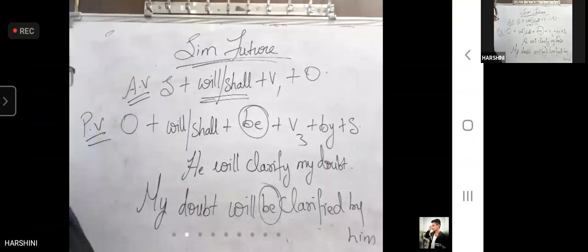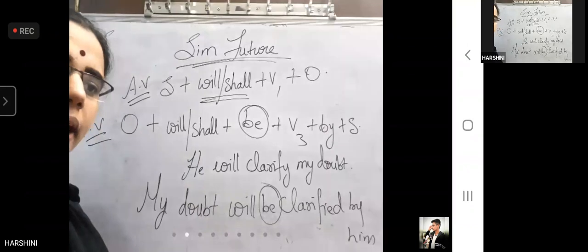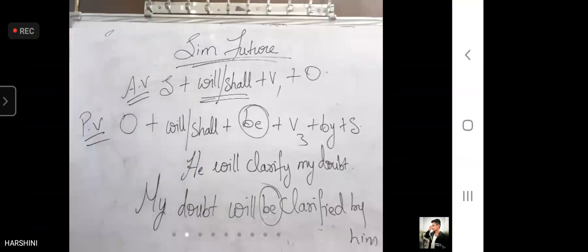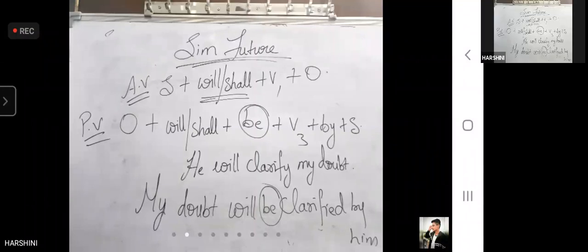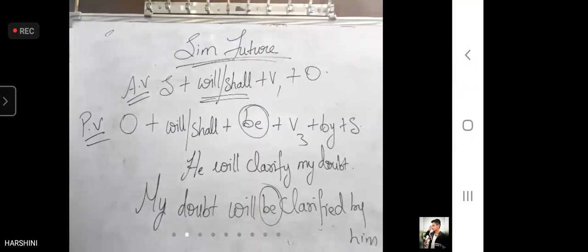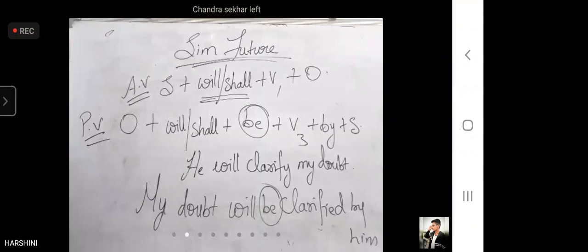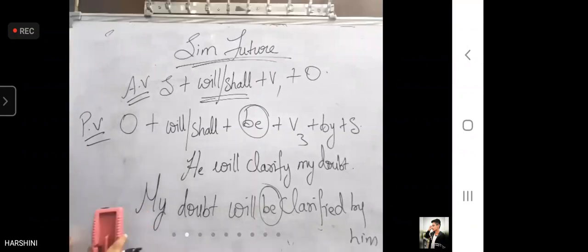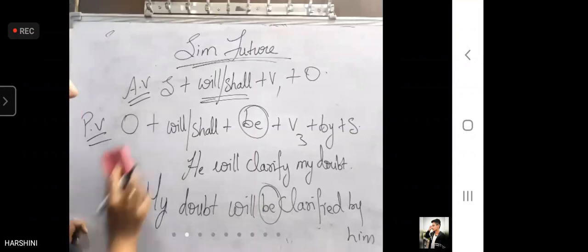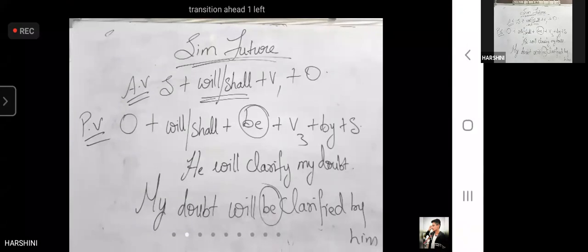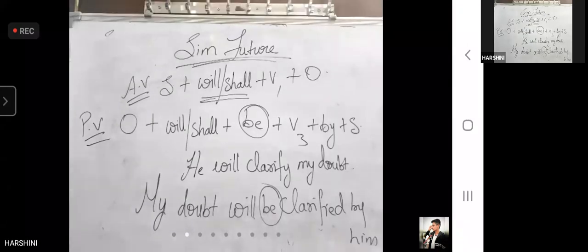Now, I shall find my friend. Answer: my friend will be found by me. Okay. He will meet his team. His team will be met by him. Very good. Make a note of this. Friends, done? I'm erasing.